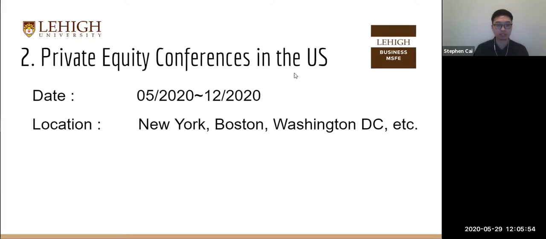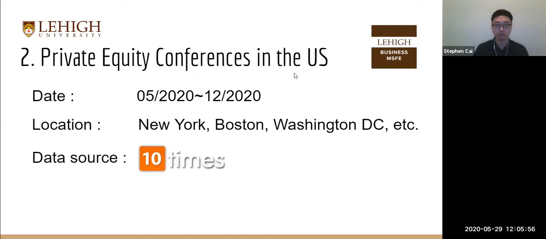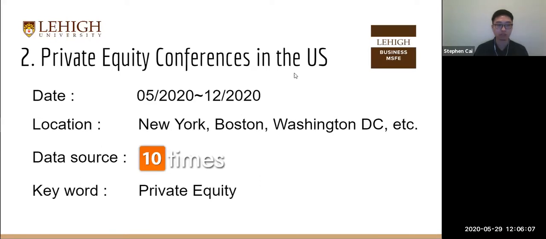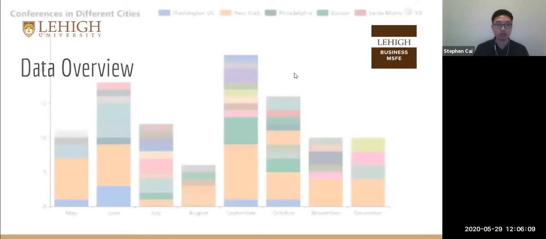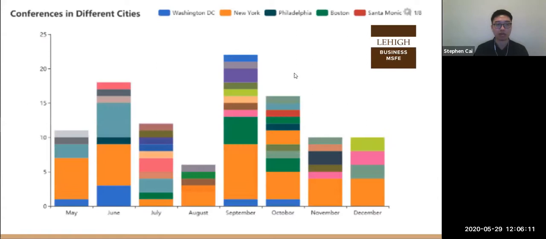The data is collected from the database called Times, which is a website that provides information on events in the United States. And the keywords we used to search on this website were private equity conference. So there are 118 conferences to be held from May to December in the entire United States. And as in this chart, many conferences are going to be held in June, September, and October.